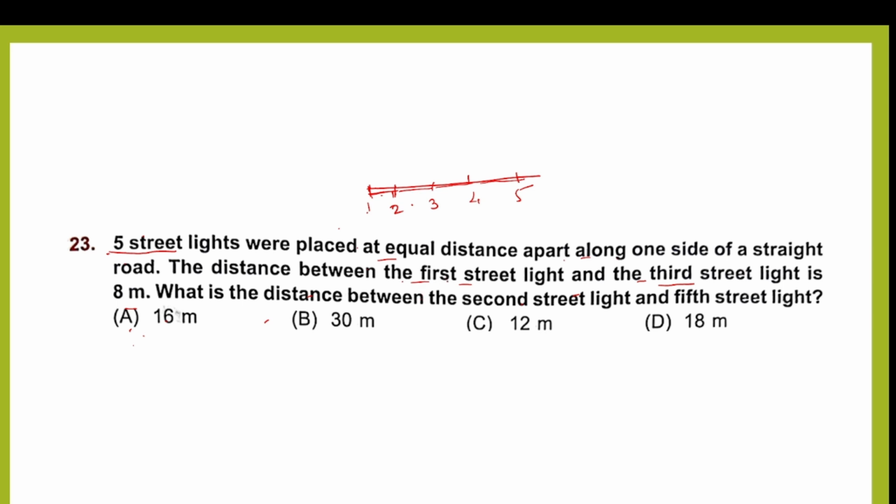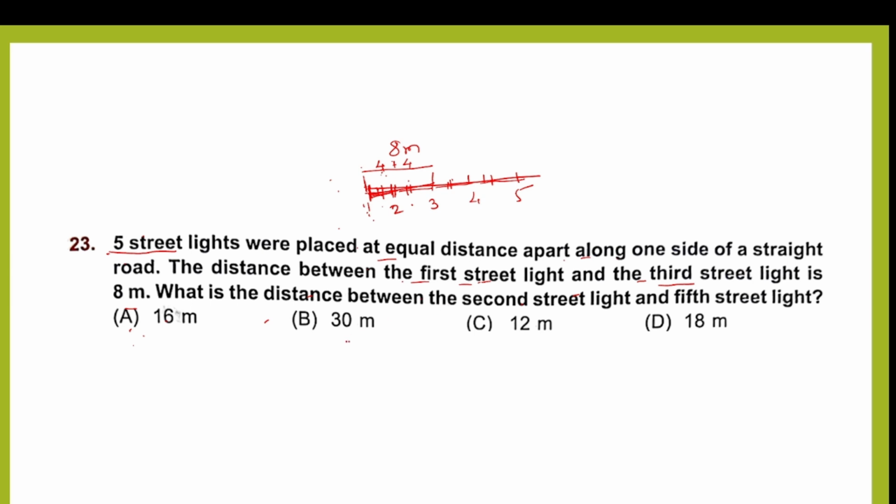The distance between the first street light and the third street light is 8 meters. So this distance is 8 meters. But we know that the distances between the lights are equal, right? So this distance is the same as here, here and here. It means we can distribute this 8 meters equally as 4 plus 4. So the distance between the first and second light is 4 meters.